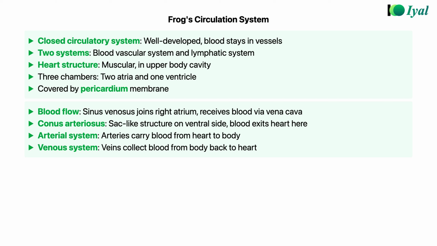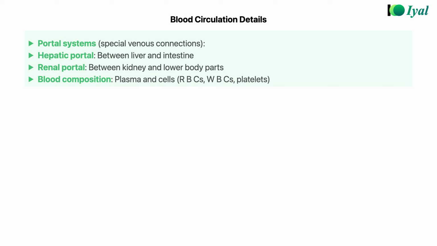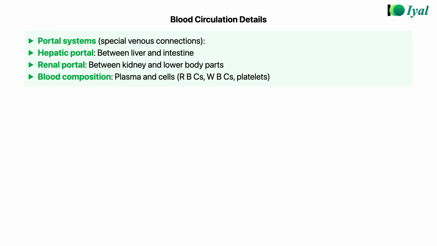The blood then travels through arteries to reach all parts of the body. That's the arterial system. The veins do the opposite job, collecting blood from different body parts and bringing it back to the heart. That's the venous system. Frogs have some special blood circulation features. They have what we call portal systems.